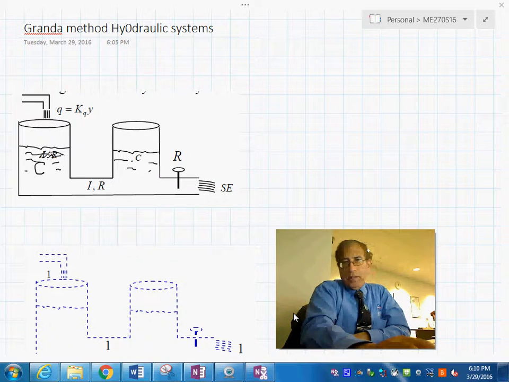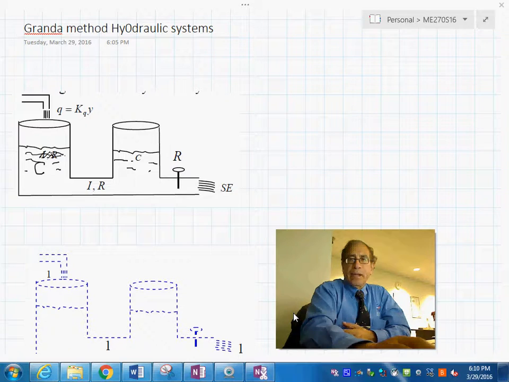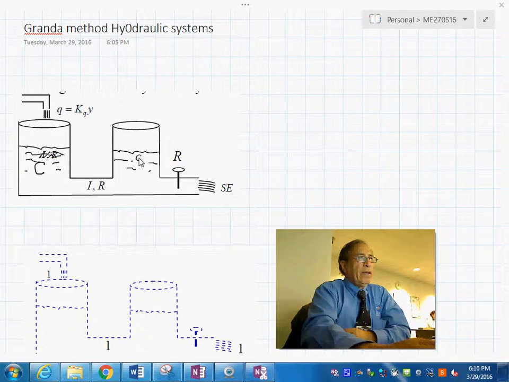We're going to see today how we generate bond graph models for hydraulic systems. On the screen you see a model of the system. You can see it has a couple of tanks in here, a valve and a discharge. Very simple hydraulic system, and I'm going to outline the steps that you should take to model hydraulic systems.